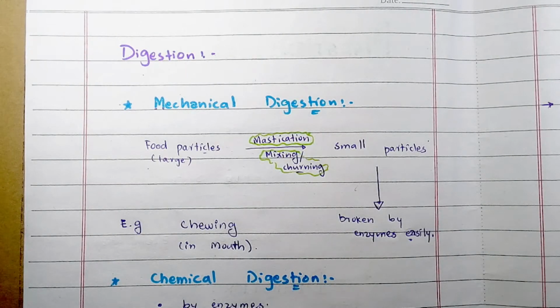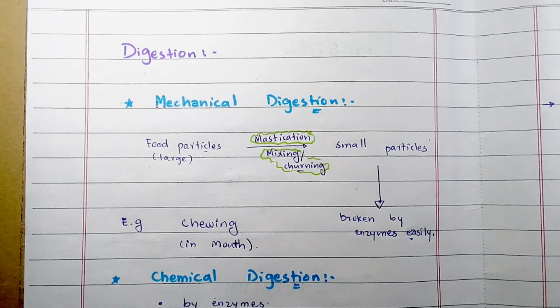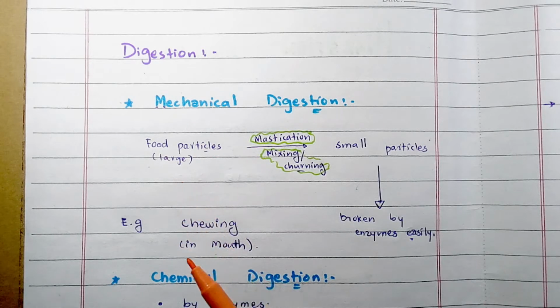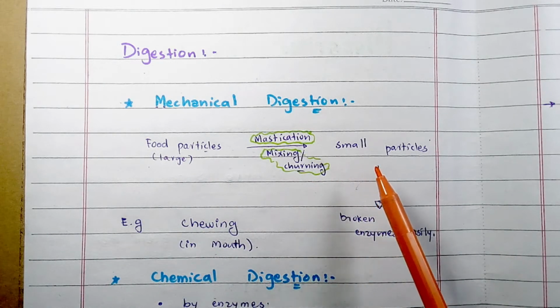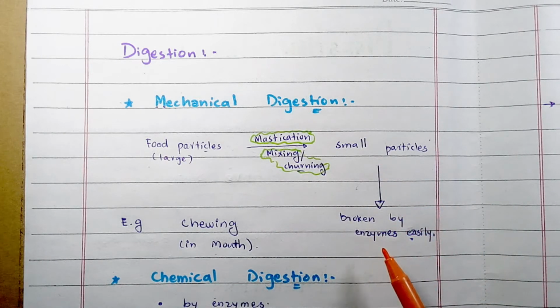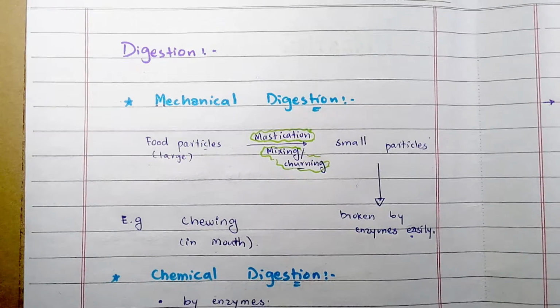There are two types of digestion. Breaking food into small particles by mastication, mixing, or churning so that they are easily broken down by enzymes is called mechanical digestion. For example, in the mouth and the stomach, the food is converted into small particles by mastication, mixing, or churning. In the mouth, as we chew, the teeth and tongue break the large particles into smaller ones so that they can be easily hydrolyzed by the digestive enzymes.